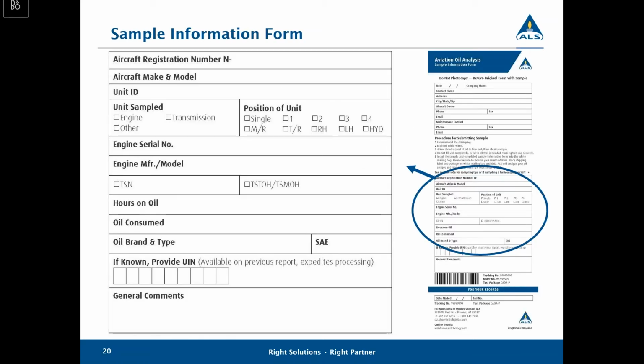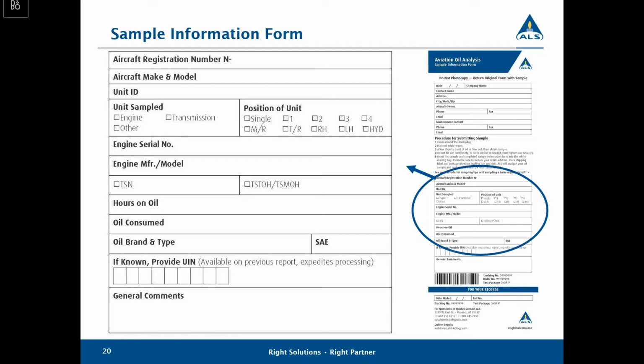We're going to move into the sample information form. So when you purchase an aviation oil analysis kit, you'll get this form along with the sample. There's a lot of information that can be filled out here, and so we'll kind of work top to bottom.